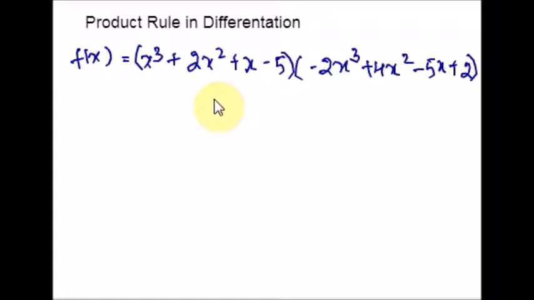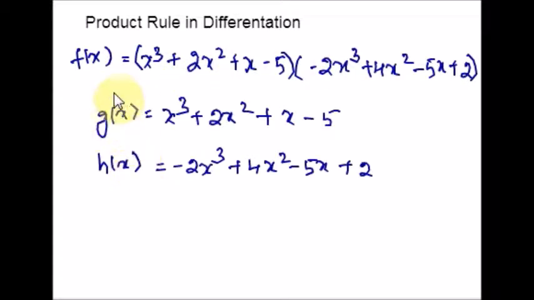So let these two functions be g of x and h of x, for your convenience. Also, let us find g dash of x and h dash of x, and then we will just plug in these expressions in the formula. That would be very easy. Initially, I have stated what g of x and h of x are. Now I am going to find g dash of x, the derivative of this function, and then the derivative of the second simpler function.